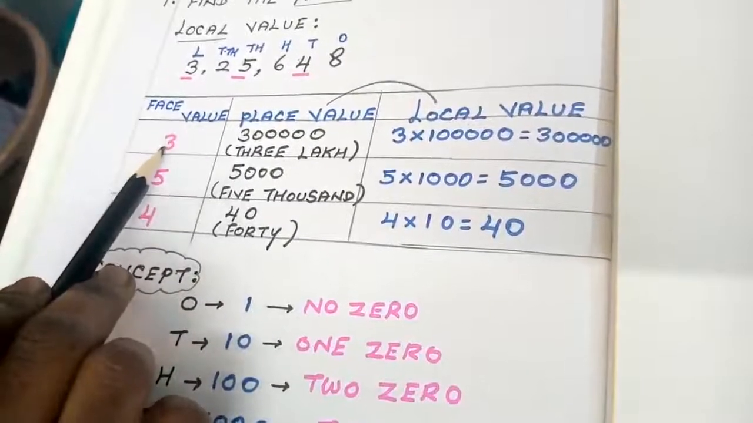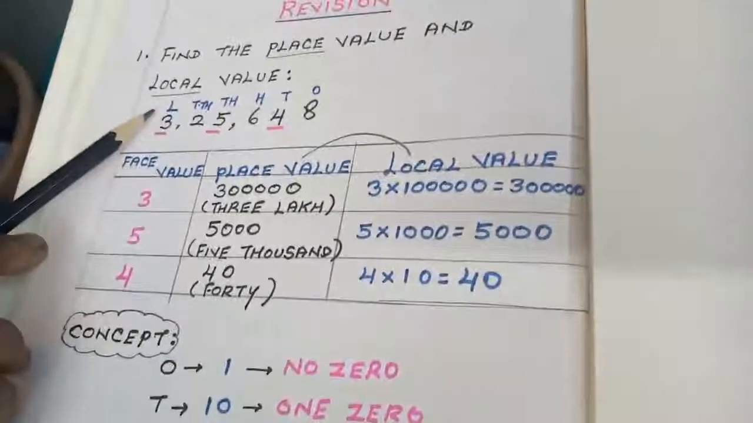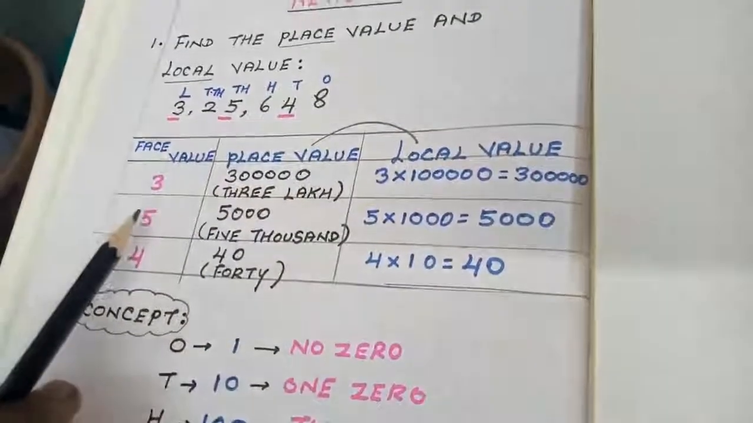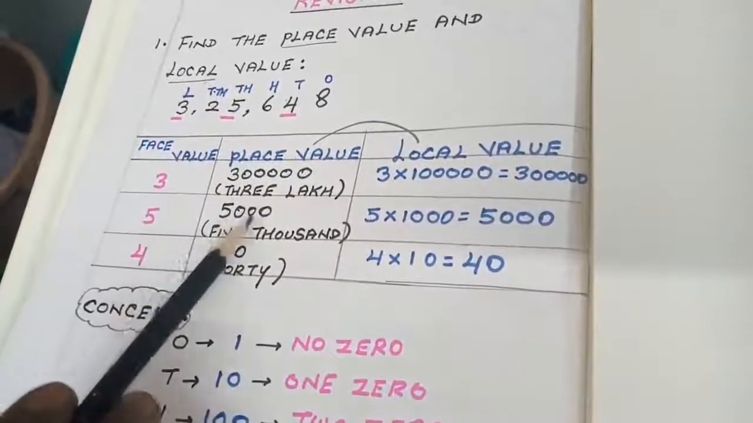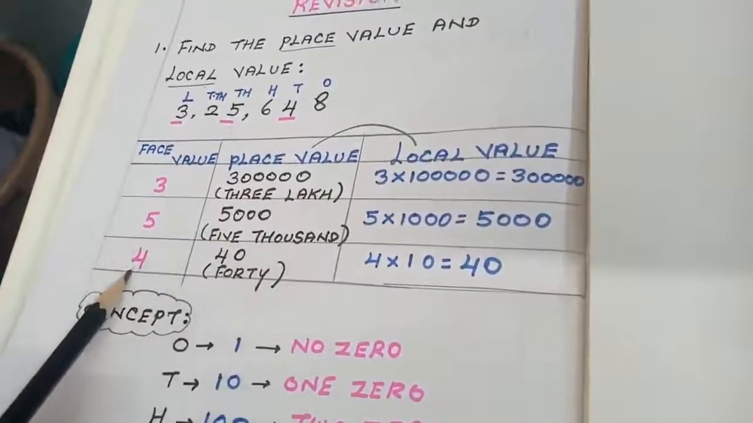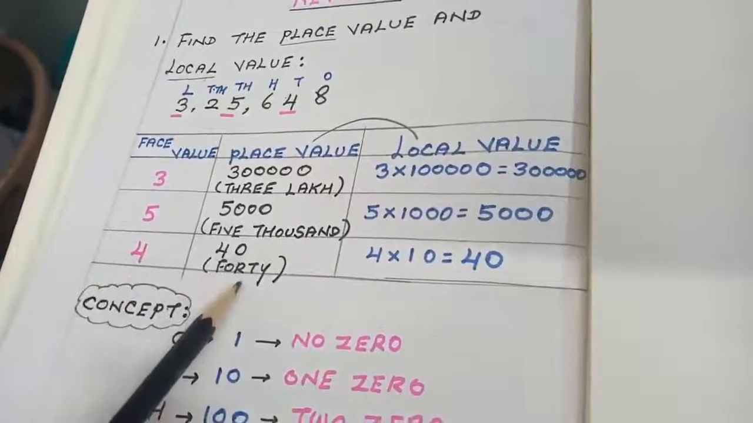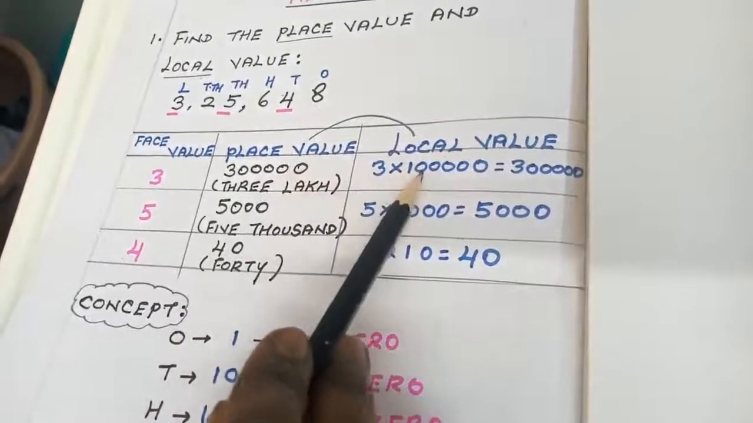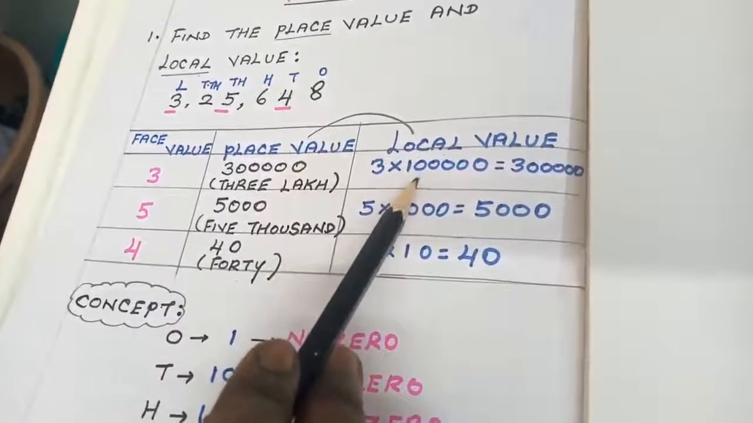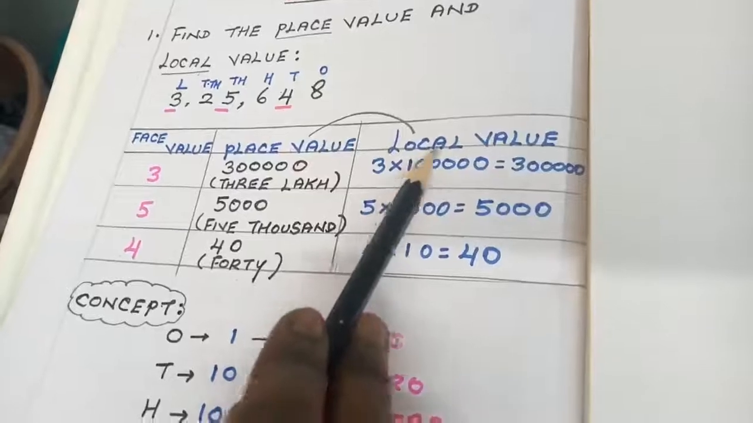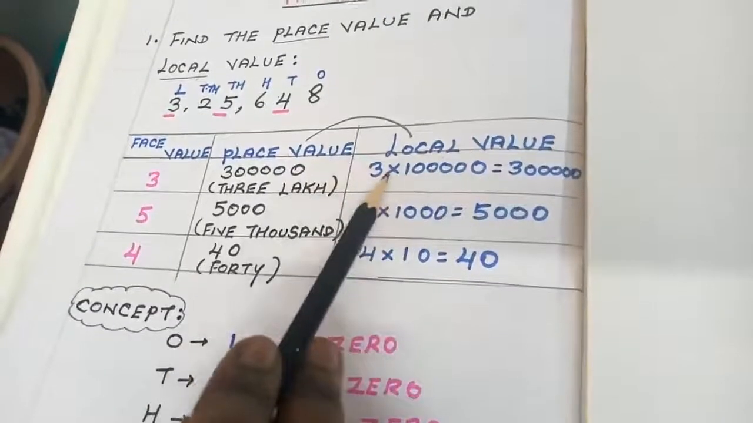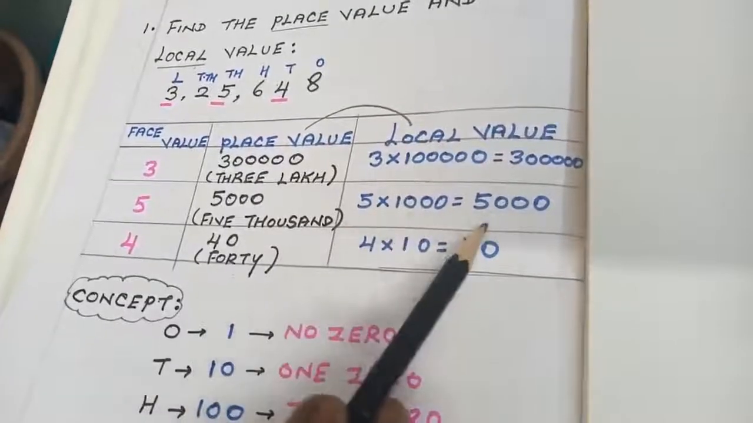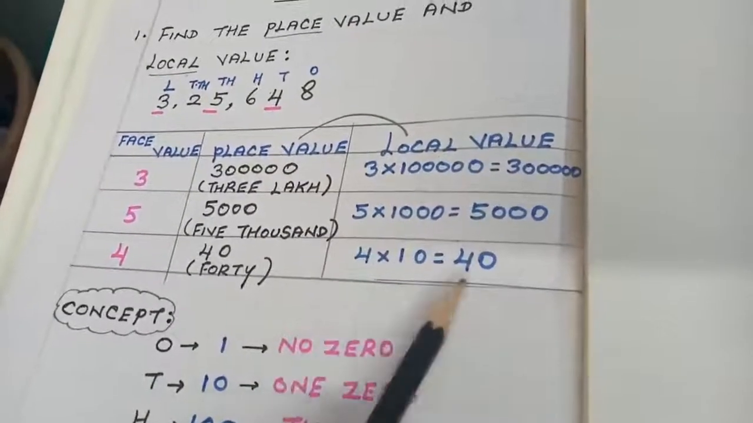If you see, the number 3 is in the place lakh. So I am writing it as 3 lakh. 5 is in the place of 1000, 5000. 4 is in the place of 10, that is 40. Place value and local value both are same. Don't get confused. Just I am writing like this: 3 into lakh, 3 lakh; 5 into 1000, 5000; 4 into 10, 40.